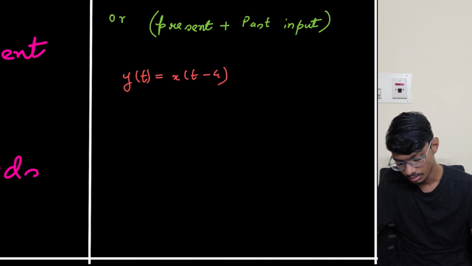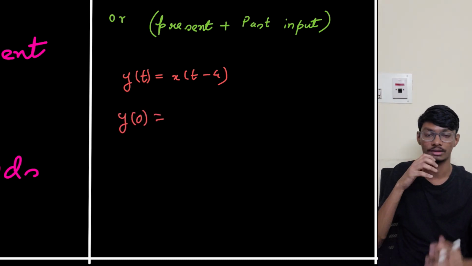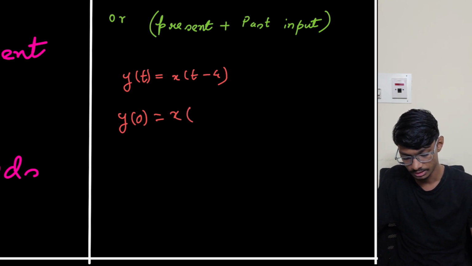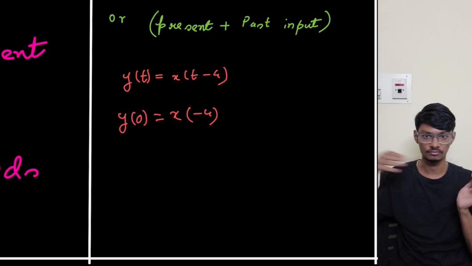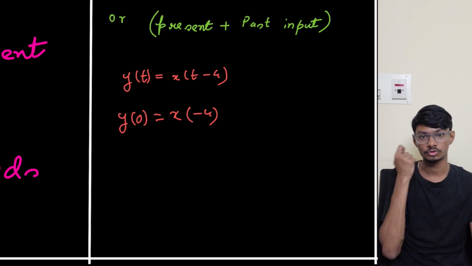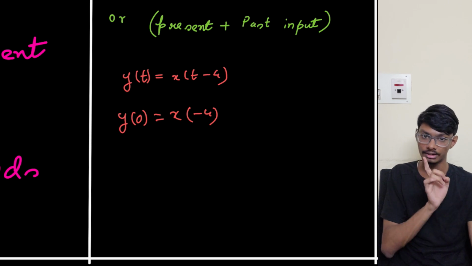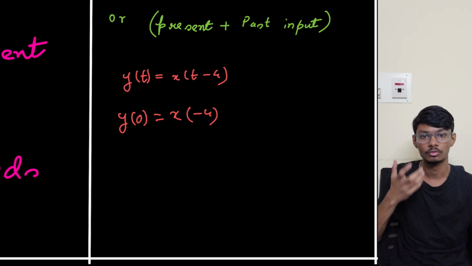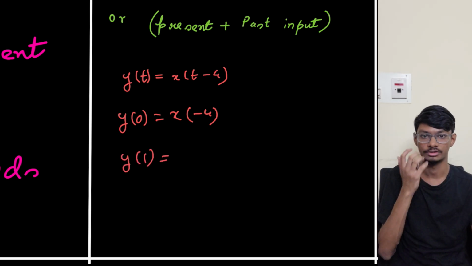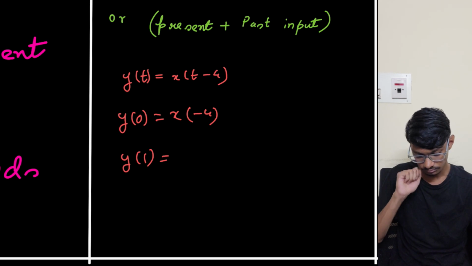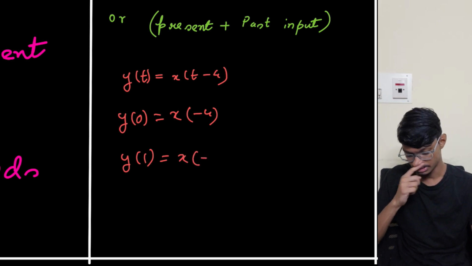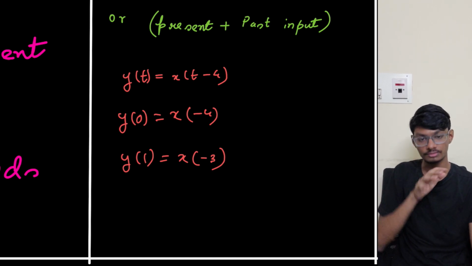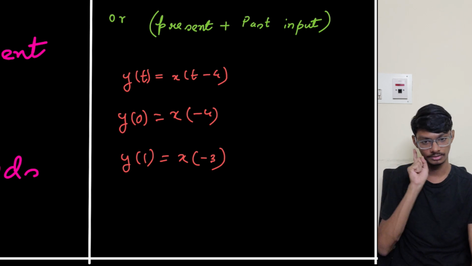So at y of 0, from which instant are we taking the input? It is x of minus 4. So this is past, right? Minus 4 is past, 4 seconds before. So this should be a causal system, because the output is dependent on the previous input. Or what is the output at t equals 1? It is x of minus 3. So again we are taking it from the past, so this will be causal.